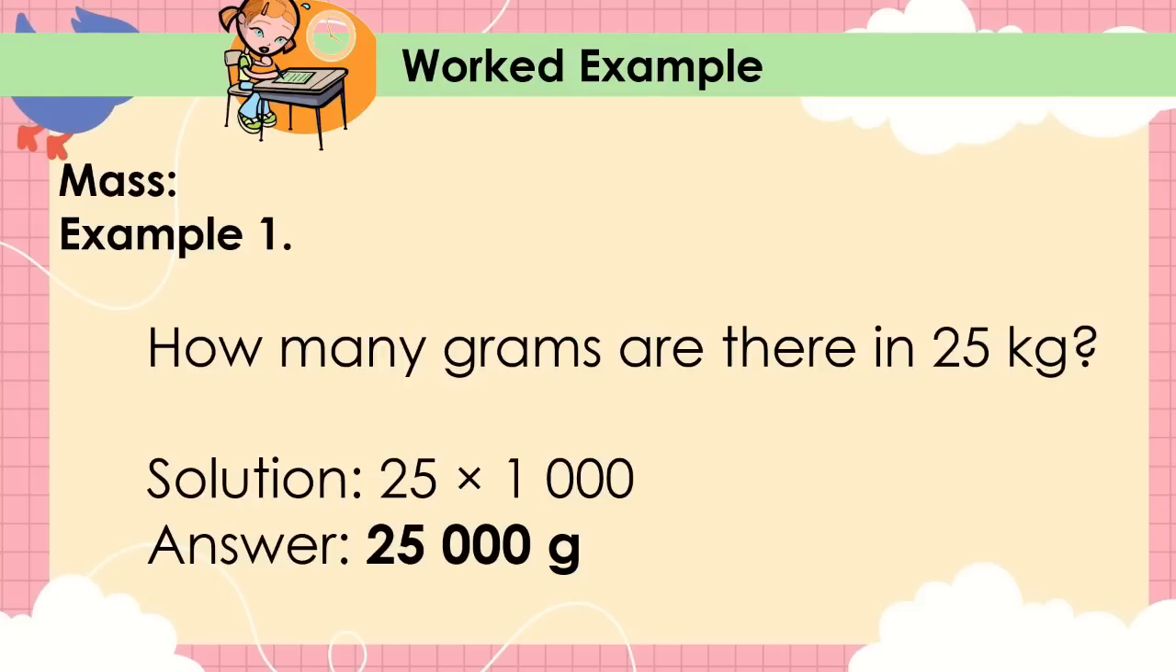For the work example, for mass, we have example number 1. How many grams are there in 25 kilograms? Solution: 25 times 1000. The answer is 25,000 grams.